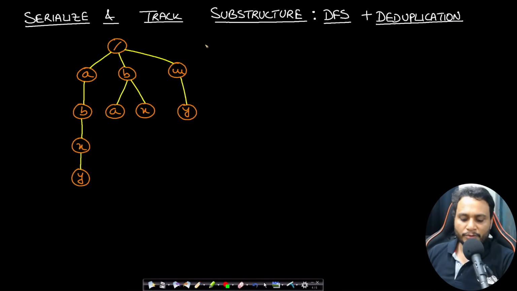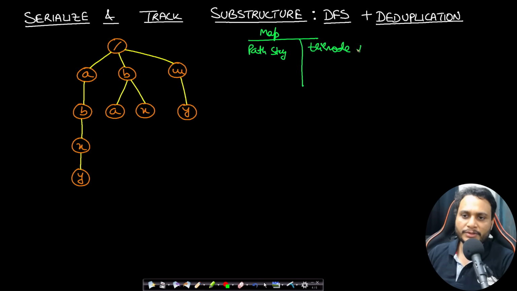So let me show you how to do this, okay? I will be building a map where the string will contain the path, and the TrieNode star, which is the location, will be stored in the value part, okay? Now let's start. I will be starting with the slash here, and then I will be iterating on all the paths. Simply I will be applying DFS using the serialization method.